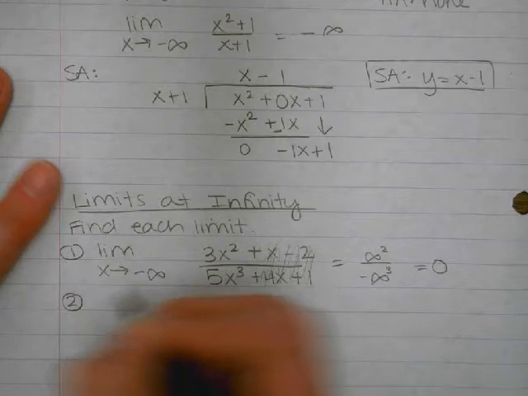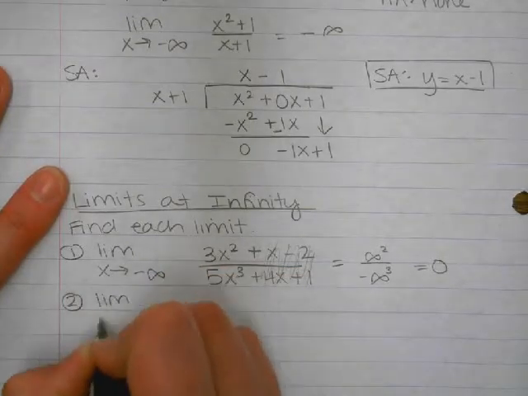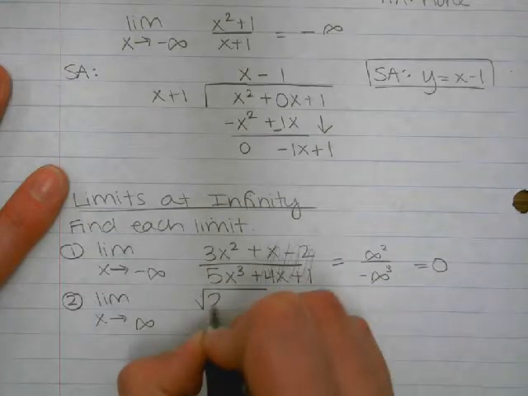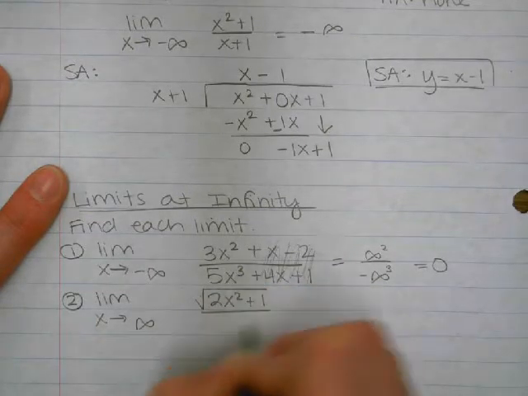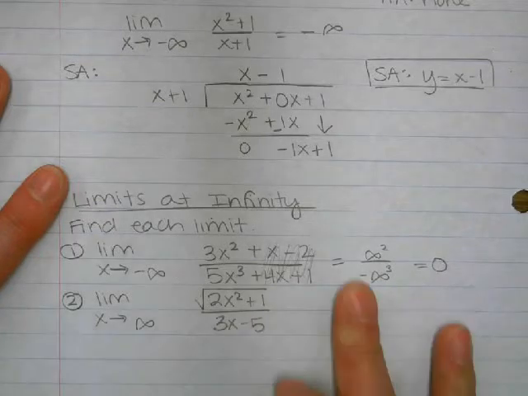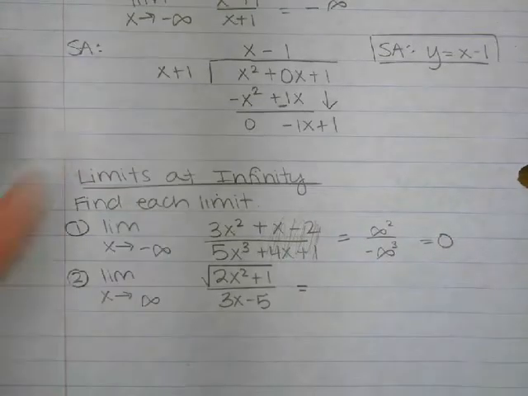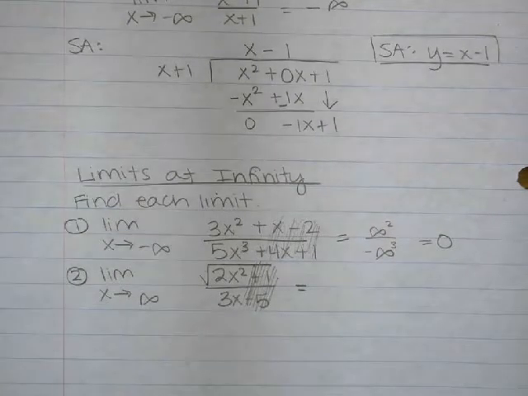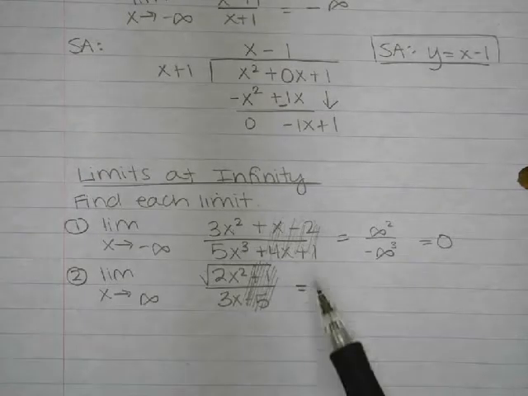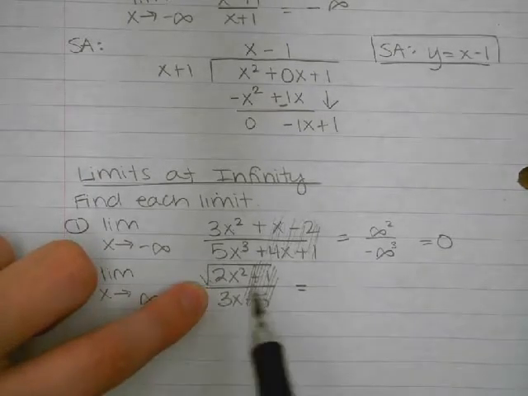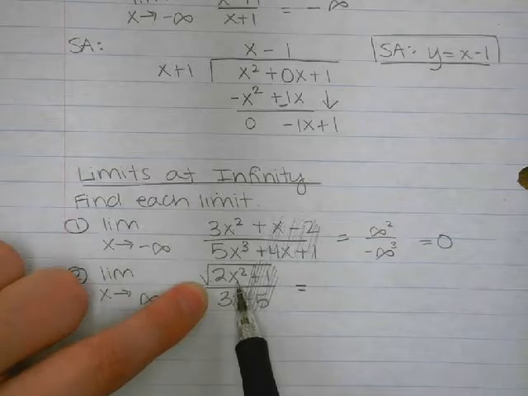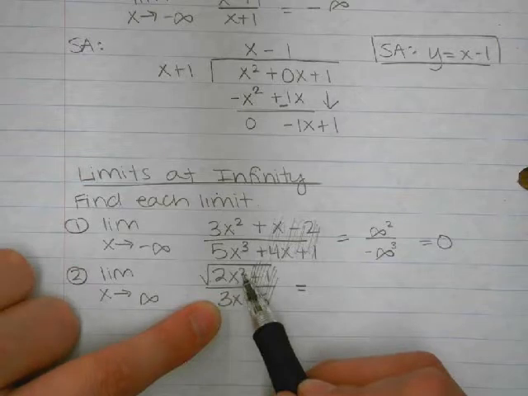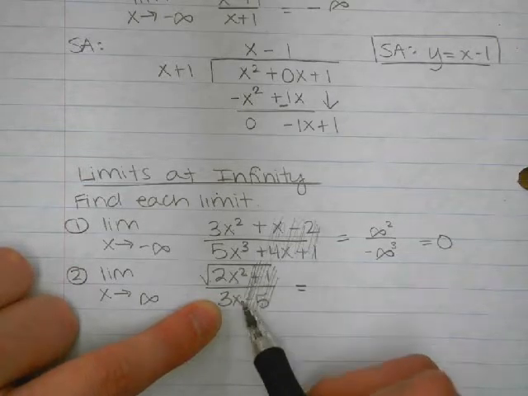Okay, the next one, we're going to say the limit as x approaches positive infinity this time. And here we are looking at the square root of 2x squared plus 1 divided by 3x minus 5. So here, again, the numbers on the end are so small, they're not even going to matter. And if you look at this one, the square root of x squared is just plain old x. So when I'm comparing the degree of the bottom with the degree of the top, I actually notice that these two are identical.